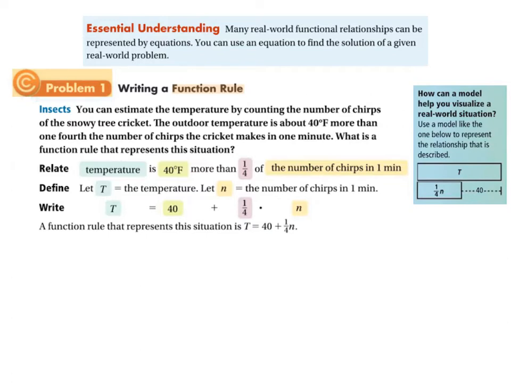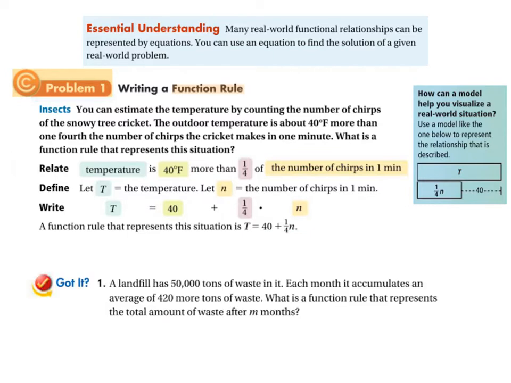Okay, so you're going to try and do that with this situation right here. Okay, a landfill has 50,000 tons of waste in it, and then each month it accumulates this many more tons. So you're going to say the total amount of waste in tons based on the number of months. So you're comparing the months to the total waste. And just like up here, you have this set amount that's added and then something that multiplies the variable amount. You're going to figure out what way to set that up.